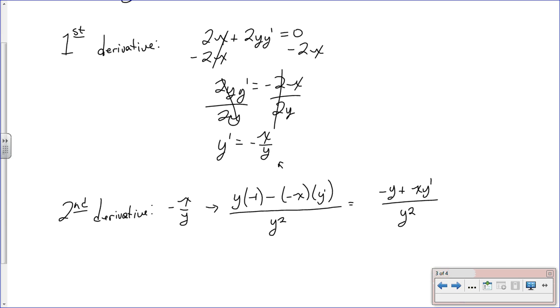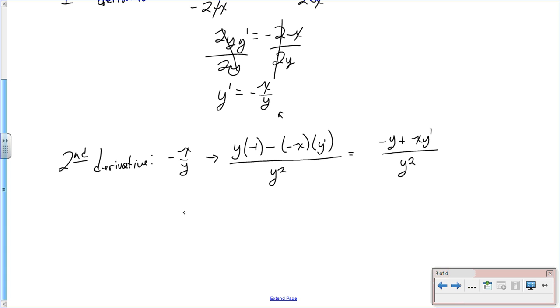Now what we're going to do is take our negative x over y and substitute it in for y prime. So we're going to have negative y plus x times negative x over y, over y squared.